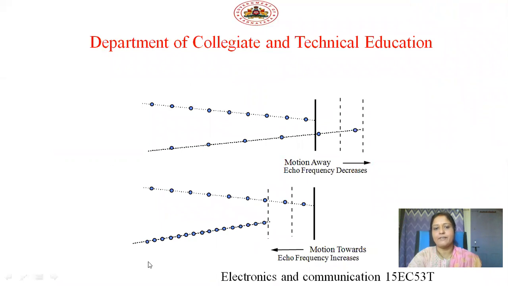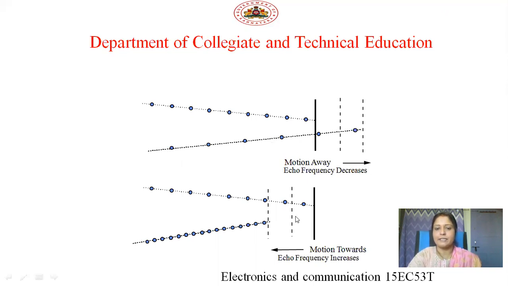Through this waveform, again we can analyze. Suppose this is the target. In the first waveform, the target is moving away from the station, as the arrow mark indicates. This is the transmitted wave and this is the received echo signal wave. The received echo signal's frequency is less than the transmitted wave, as we can find from this graph.